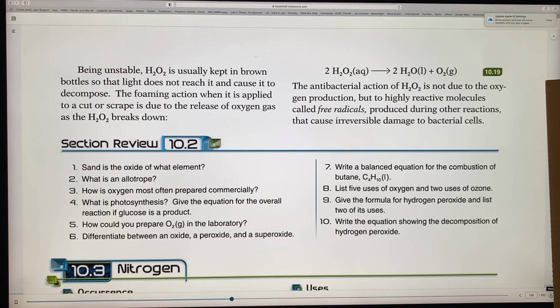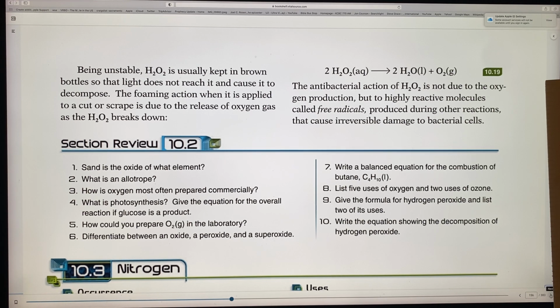Give the formula for peroxide and list two uses. Right here is the formula, H2O2. It's a foaming antiseptic and a bleach. It's also used to bleach textiles. Sometimes they call it hydrogen peroxide, right?